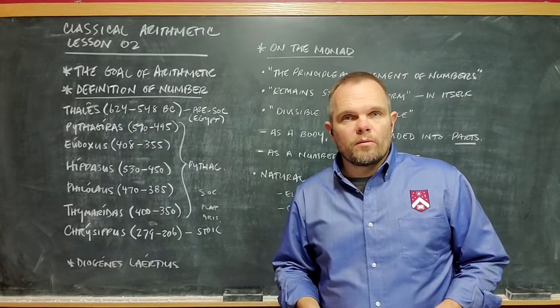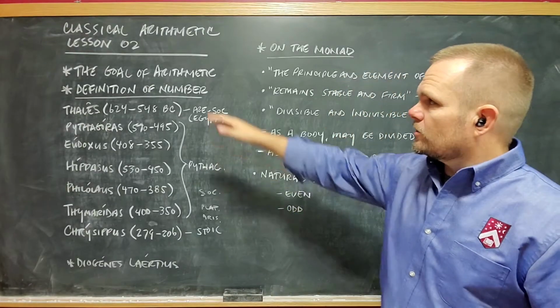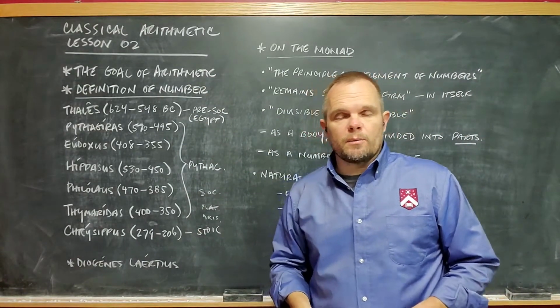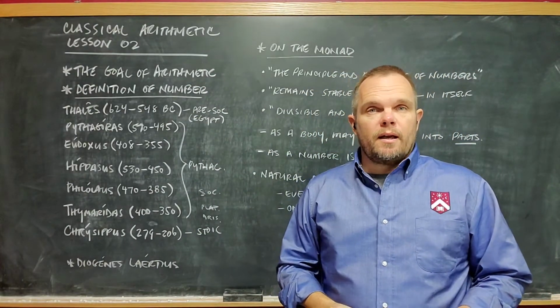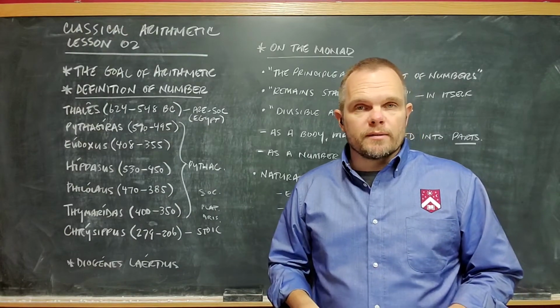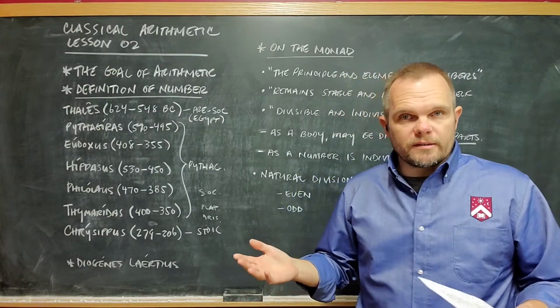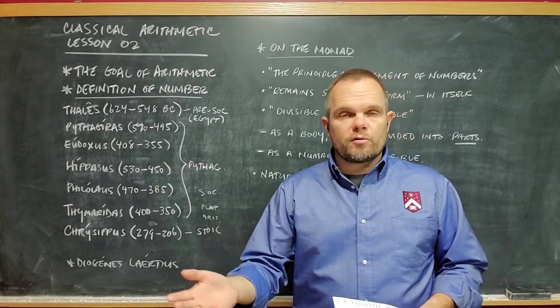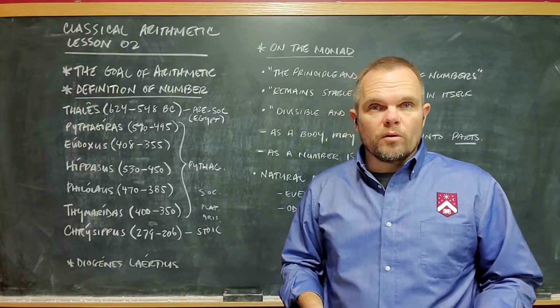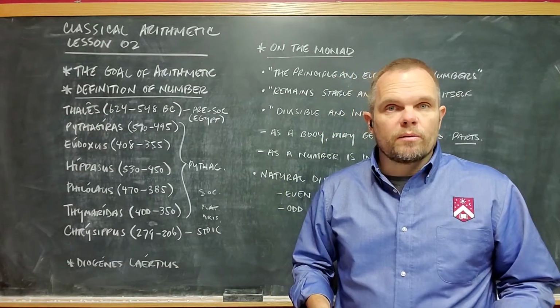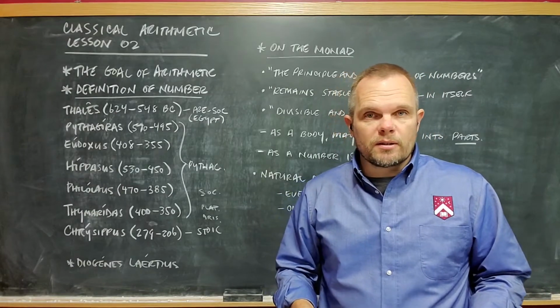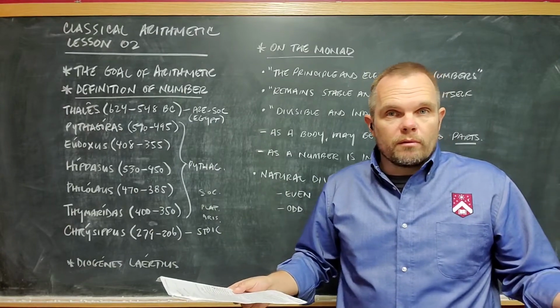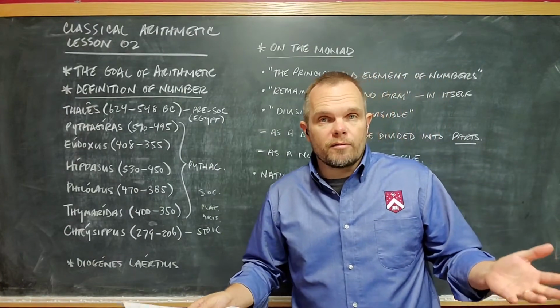In this video, we're going to study Lesson 2 in the Classical Liberal Arts Academy's Classical Arithmetic course. And I'd like to tell you up front that this is going to be a very difficult lesson. If you've tried to read the lesson on your own, you'll already know that it's very difficult to read, and there's a lot of information in this lesson that you're very likely not familiar with.